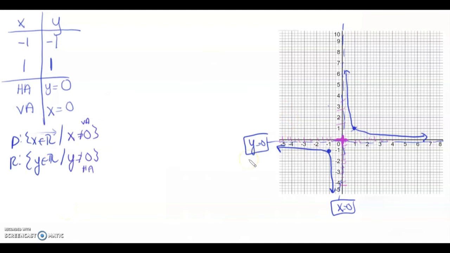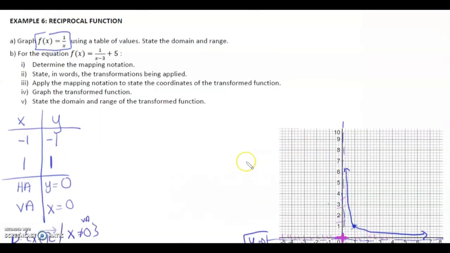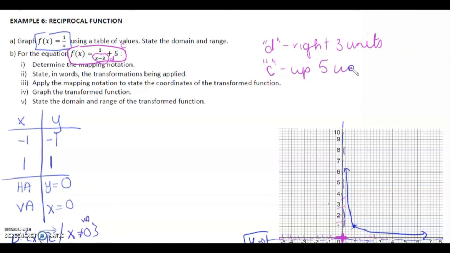Now let's take a look at the transformations. So for the equation, f of x equals 1 over x minus 3 plus 5. Let's first say the transformations, then we'll do the mapping. So around the x, this is going to be the d value. For our d value, we have right 3 units. And for our c value, we have up 5 units.